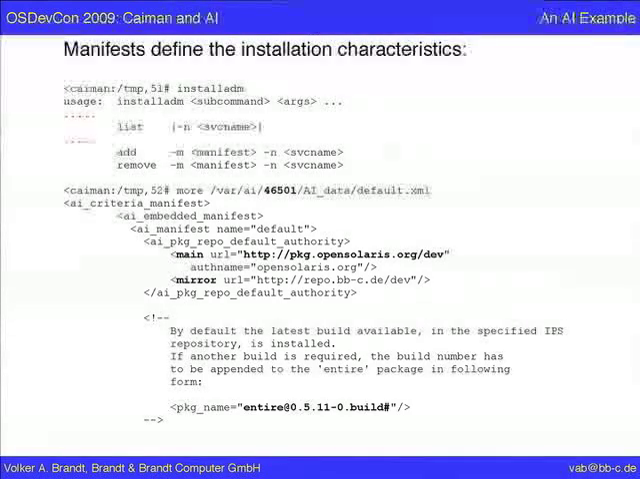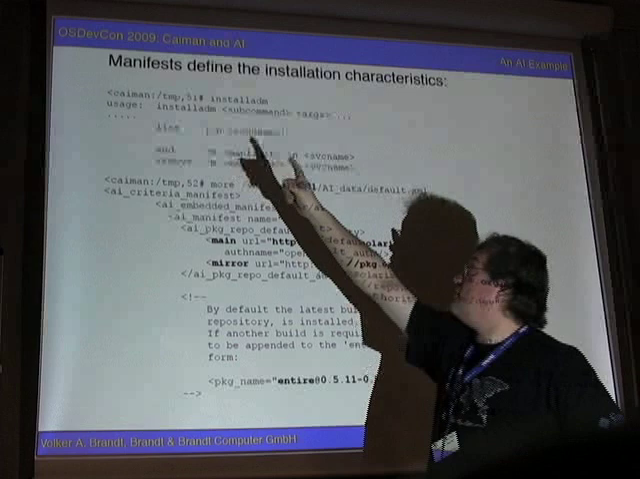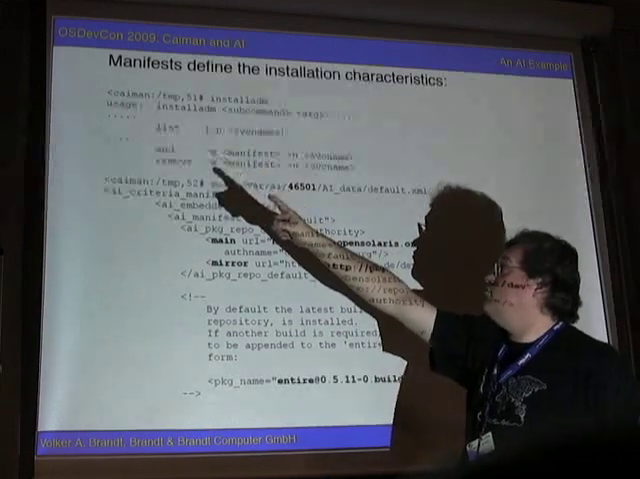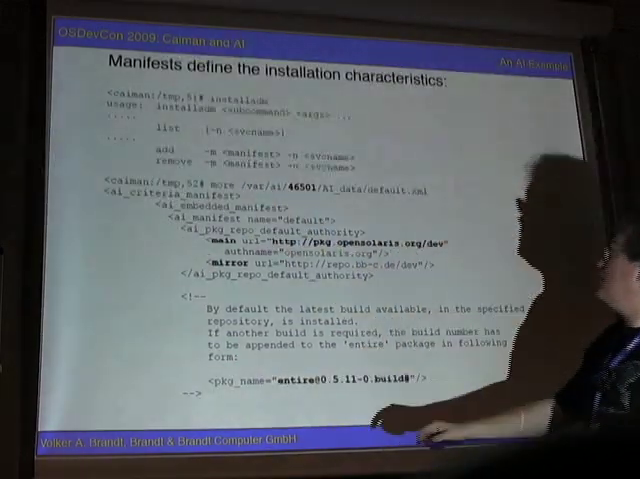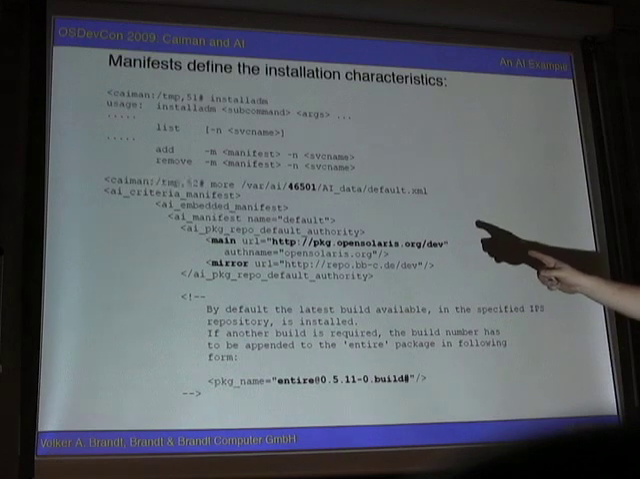The one single most important feature of AI is that you have one manifest to describe an installation service. The manifest is not really one file, but in the end it ends up as one file on the AI server, so that's why I presented it as one thing. For installadm, I've just put an excerpt of the usage there. You can see that we have a list that lists all the services, and we have add and remove manifest. And now we're going to look at a manifest here.